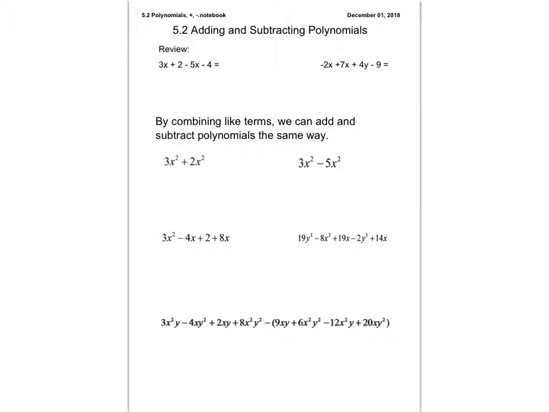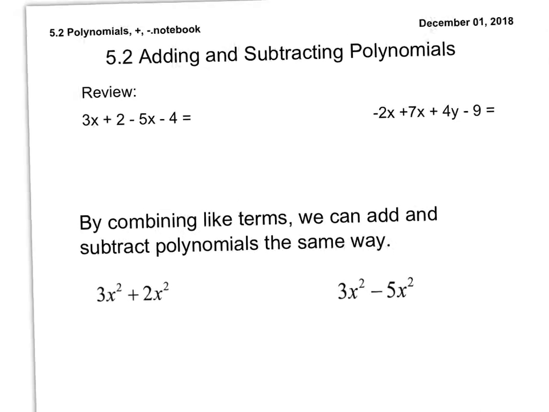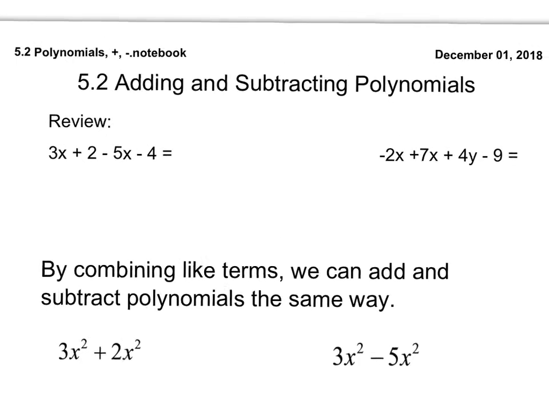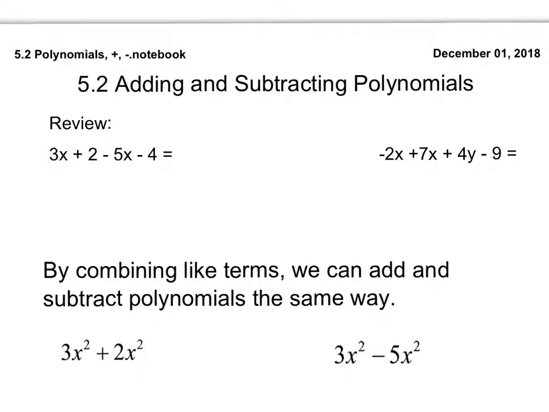Alright, so today we're going to be working on adding and subtracting polynomials. So let's just review how we would simplify these two up top here. Well, it's really just simply combining like terms, where I add my 3x and my negative 5x to get negative 2x, and 2 minus 4 to get negative 2.